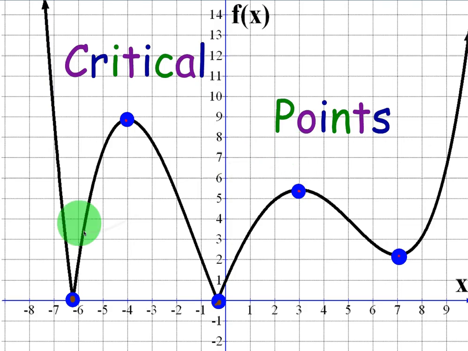Now, why did we say all that? Because at this point, you can see it went from down to up. At this point, it went from up to down or increasing to decreasing. Here, it went from down to up. Here, it went from up to down. And here, it went from down to up. Now, I want to be clear here. That might not always be the case for a critical point, but that is part of the definition of a critical point.